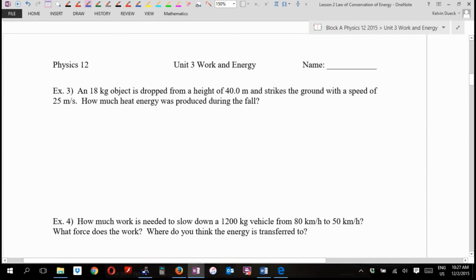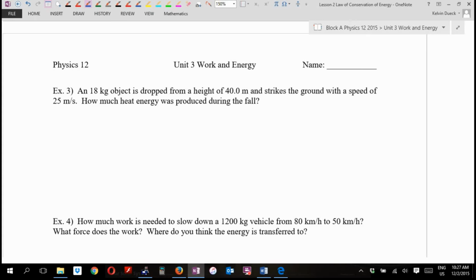Example 3. Lewis, what's example 3 asking me to find? Heat energy. Is there a change in height? Is there a change in speed? Yeah. Is there a yucky, curvy path? Not really. Are they talking about heat energy? You know what? This is a job for conservation of energy.